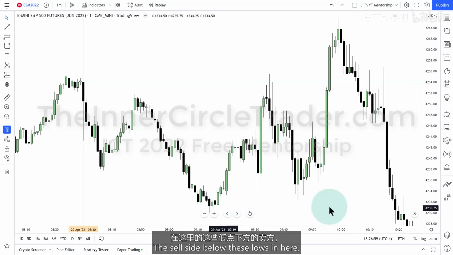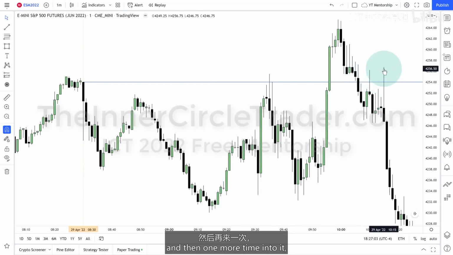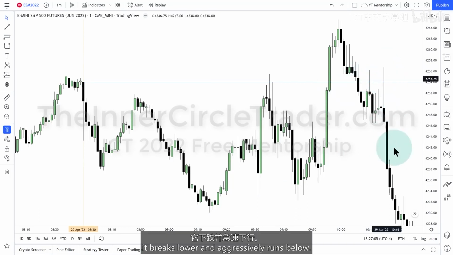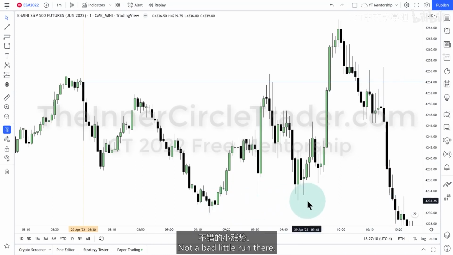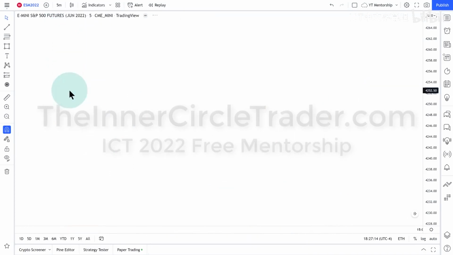The sell side below these lows in here, after it hits the fair value gap here, and then one more time into it, above the opening price, it breaks lower and aggressively runs below here. So not a bad little run there. Let's go back up to a 5-minute chart.